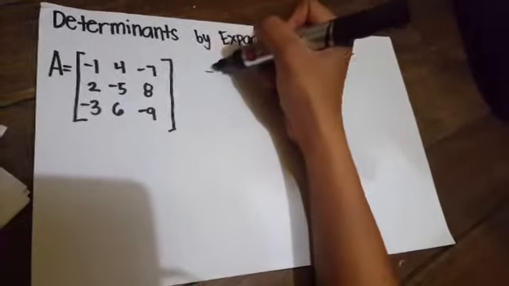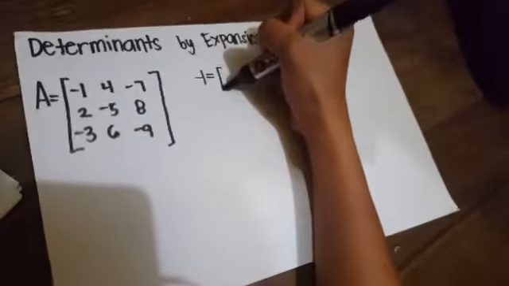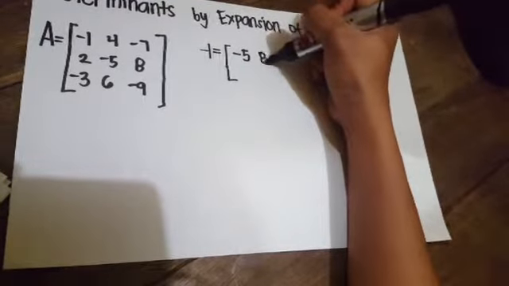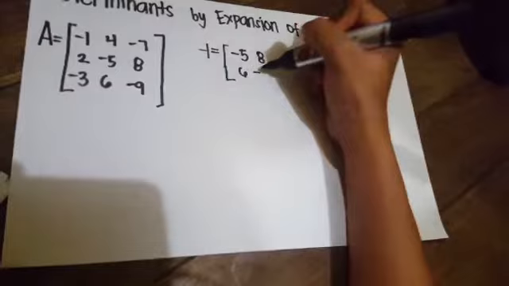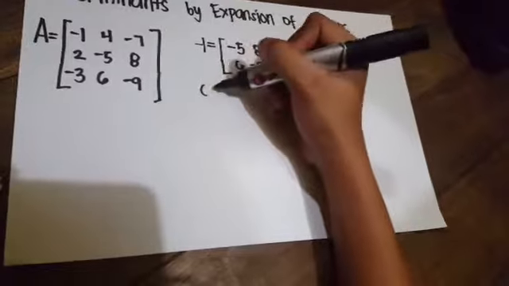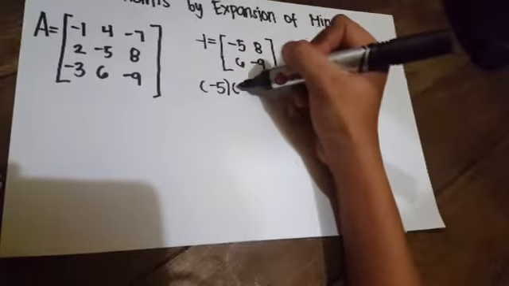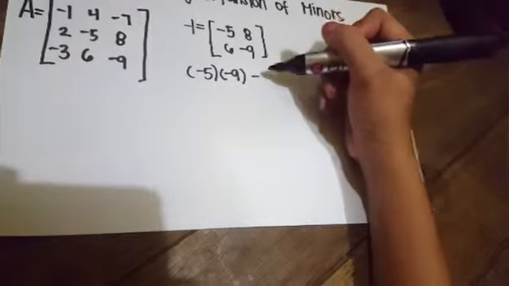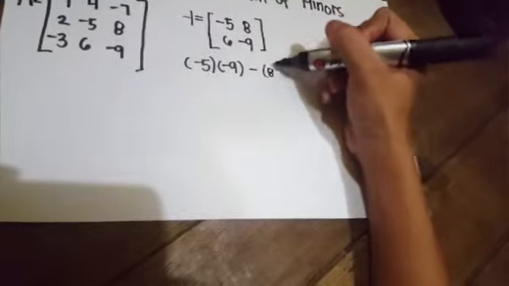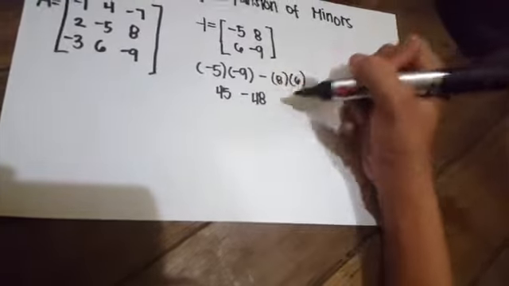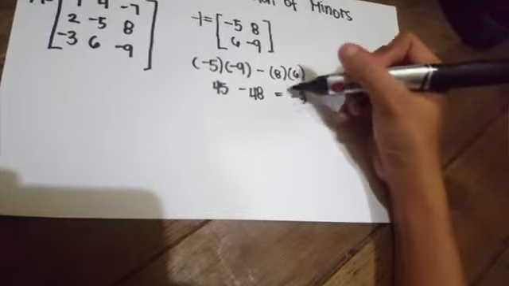So, for -1, the remaining entries are -5, 8, 6, -9. Cross-multiply it to get the determinant. -5 times -9 minus 8 times 6. 45 minus 48 equals -3.